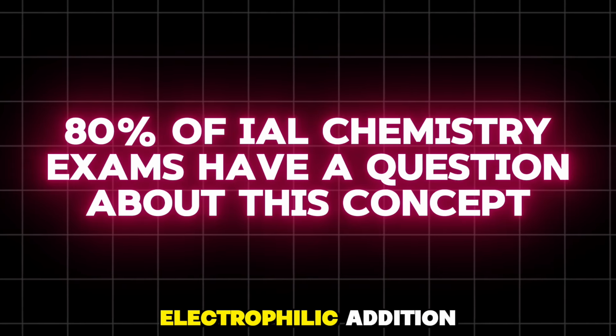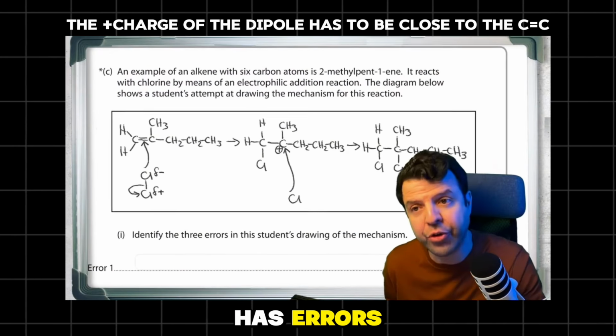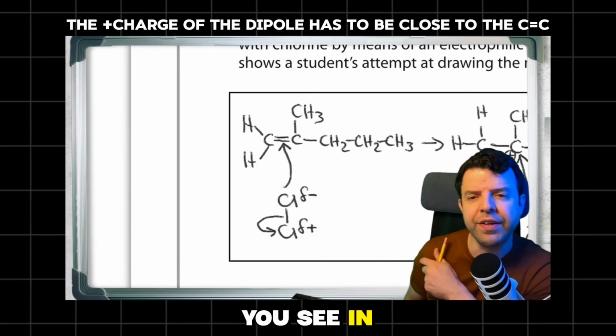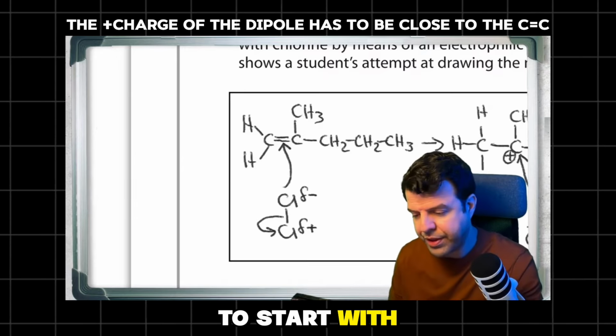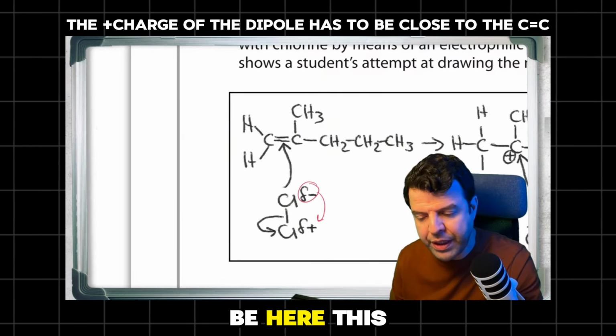This is the electrophilic addition, but this picture has errors. Let's check the first diagram. What errors do you see in this picture? To start with, the dipole is flipped. So this should be here, this should be here.